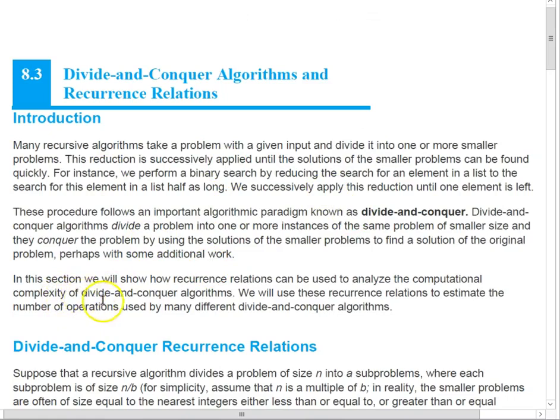In this section, we will show how recurrence relations can be used to analyze the computational complexity of divide and conquer algorithms. We will use these recurrence relations to estimate the number of operations used by different divide and conquer algorithms.